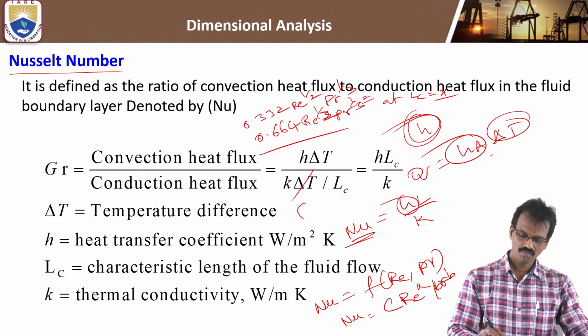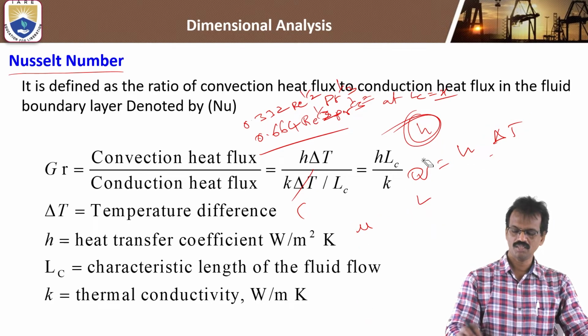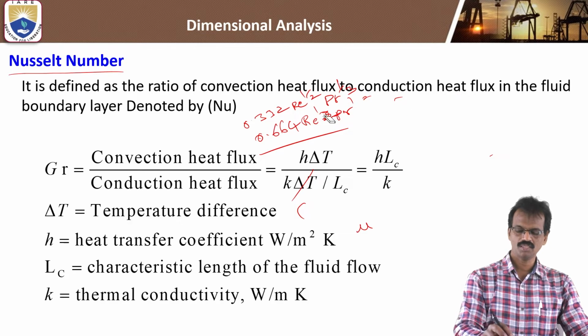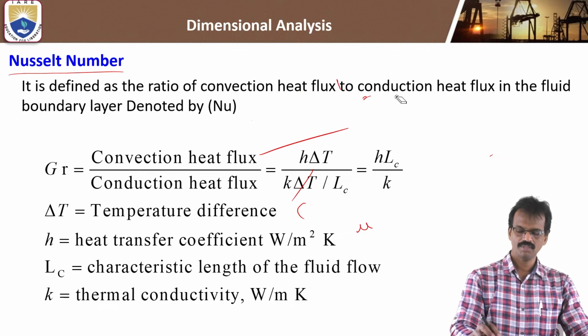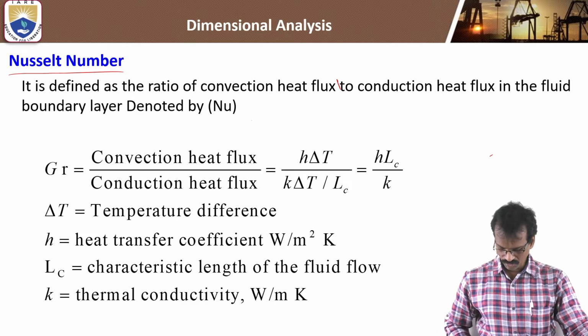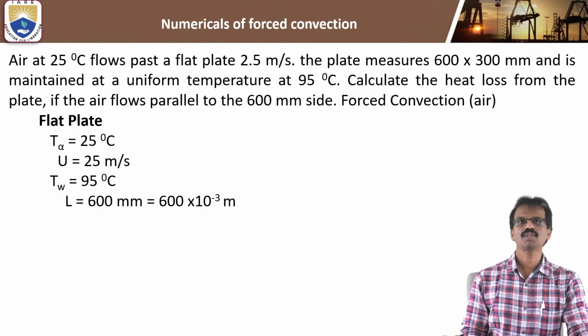Based upon this, we will solve one numerical to understand the importance of the Reynolds number, Prandtl number and Nusselt number, for solving h and the rate of heat transfer by convection. Here is a small numerical.